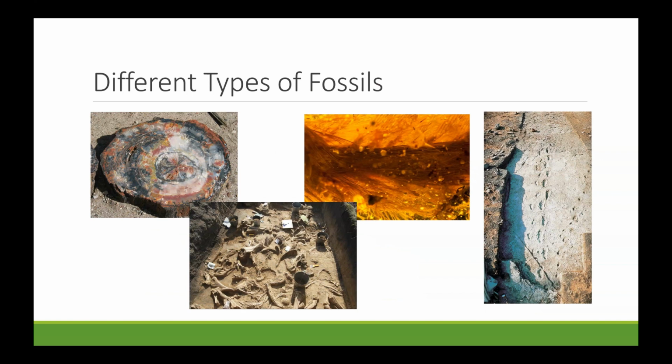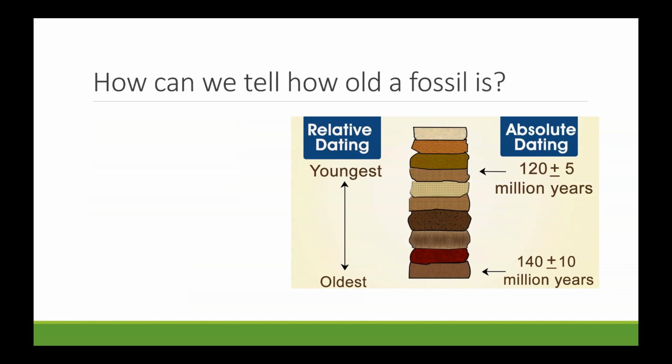So you can see that fossils come in many different forms. In the upper left is a cross-section of petrified wood, and then down below that there's a dinosaur skeleton. We can see the dinosaur tail preserved in amber, and then on the right-hand side is an image of a couple of sets of footprints that belong to an ancient ancestor of modern humans in Tanzania. And when studying fossils, one of the most important pieces of information to know about them is how old they are. So, how can we tell how old a fossil is?